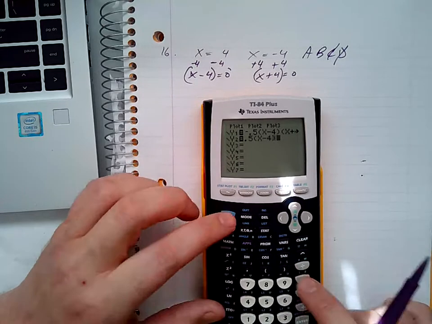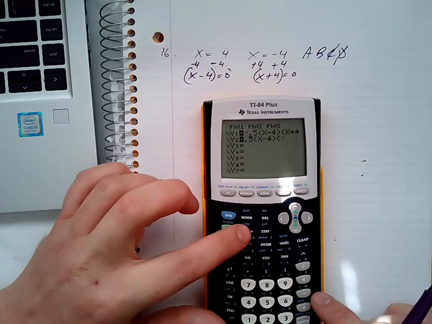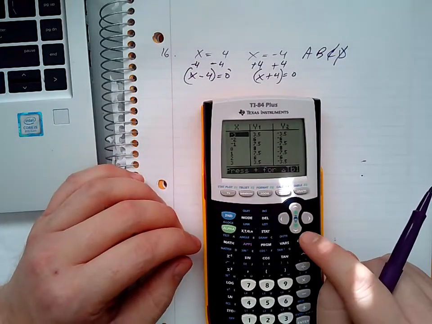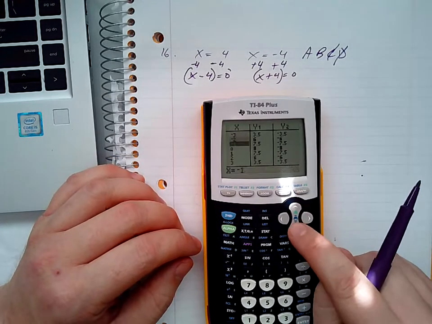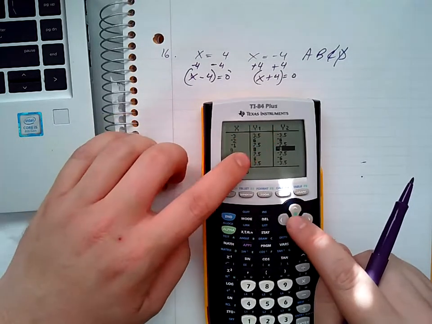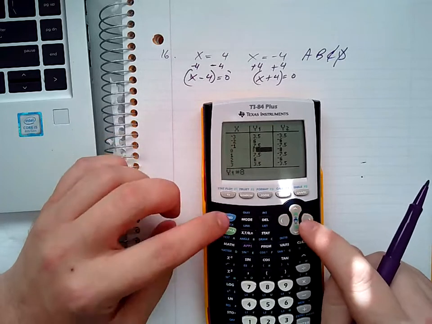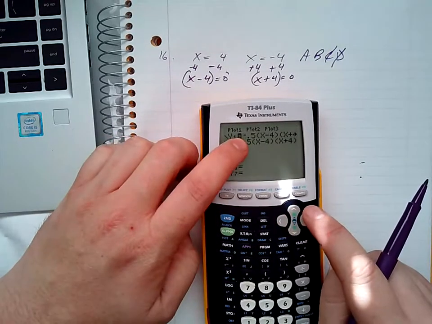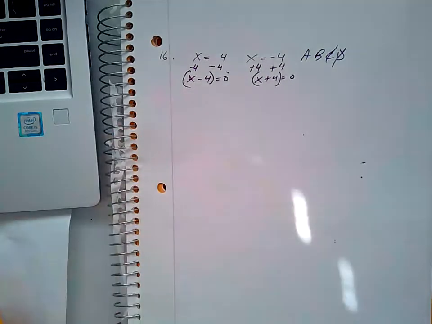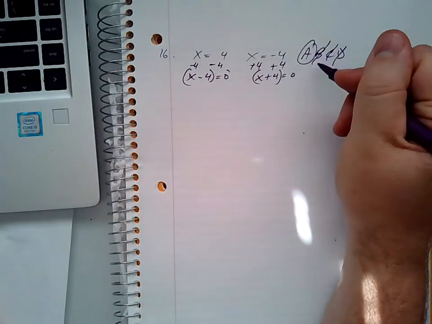x minus 4, x plus 4. Then I'm going to go straight to a table. And when x is 0, the first equation was 8. The second equation is negative 8. So what did I type in the first equation? I typed in the negative 1/2. So that's going to be A, because that one's a negative 8.